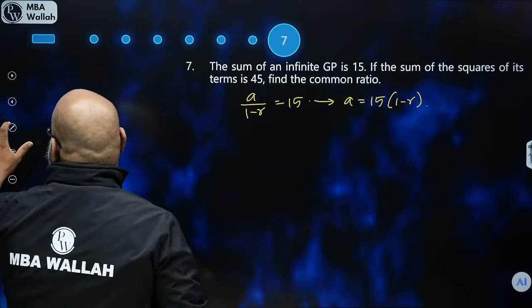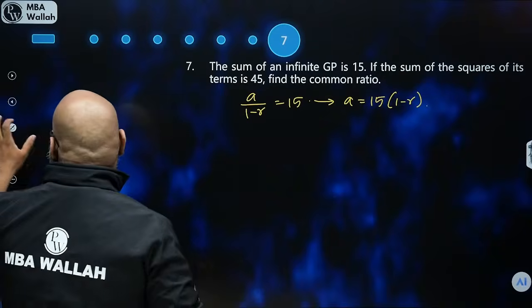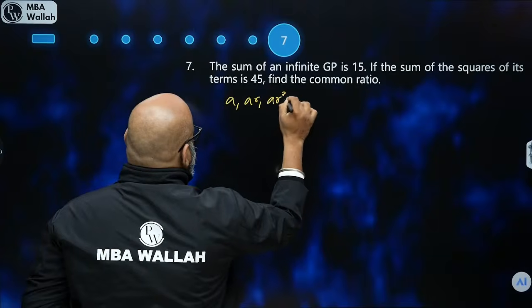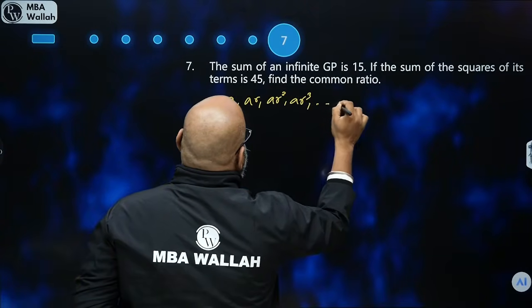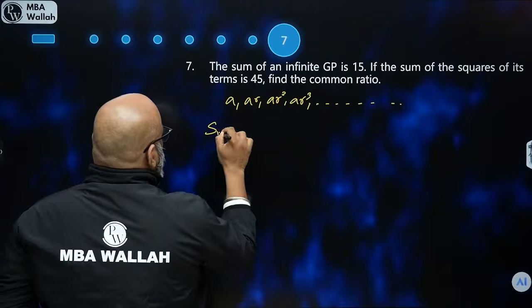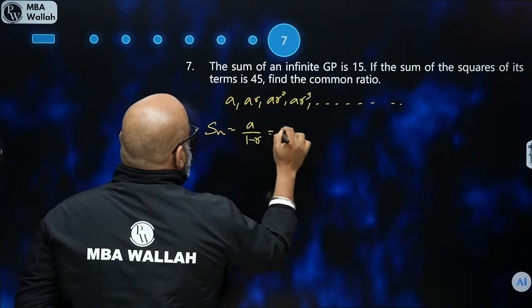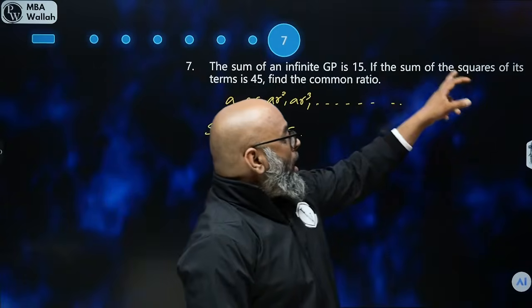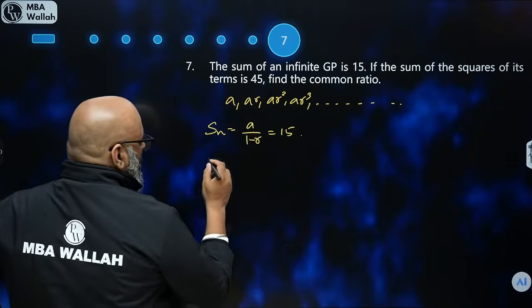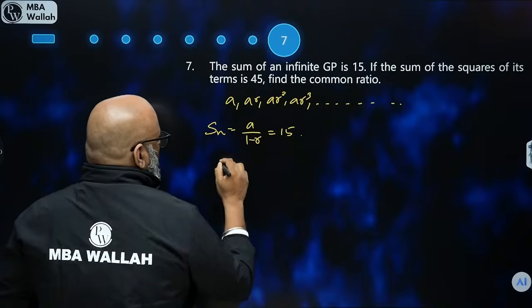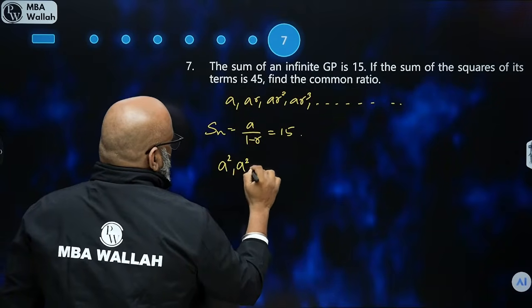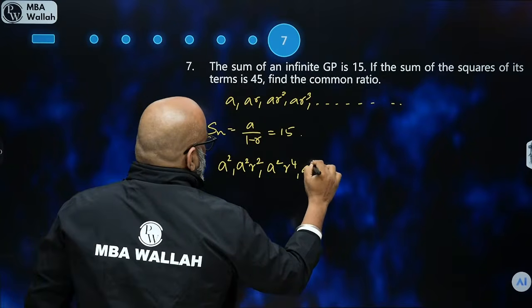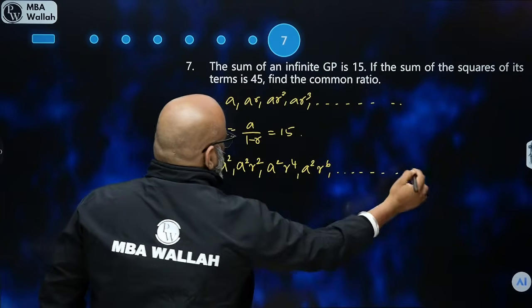Now, before I write this, there are two GPs that we are working with. The first GP is a, ar, ar square, ar cube, and so on. So the sum of this will be a by 1 minus r, which is equal to 15. That's given. Sum of what? Squares of its terms. So the next GP will be the square of each term, which will become a square, a square r square, a square r power 4, a square r power 6, and so on.